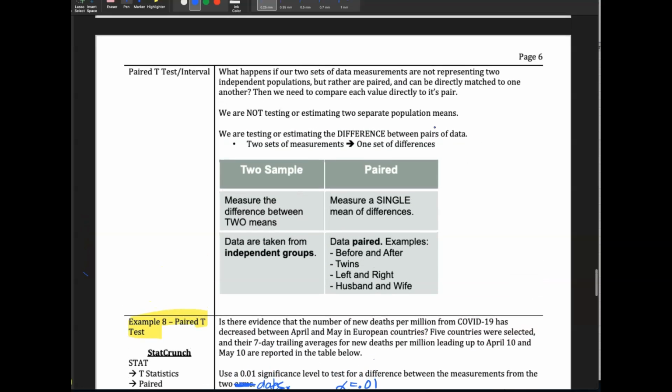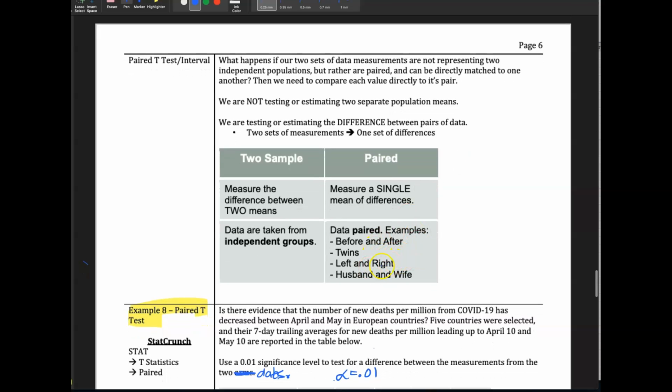That could be like the measurements between husband and wife, or measurements before and after some exam, as we can see down here. We call them paired samples because these measurements are connected. Versus a two sample test, where we look at the difference between two means, and the groups are independent of each other. For paired, we're measuring a single mean of differences.